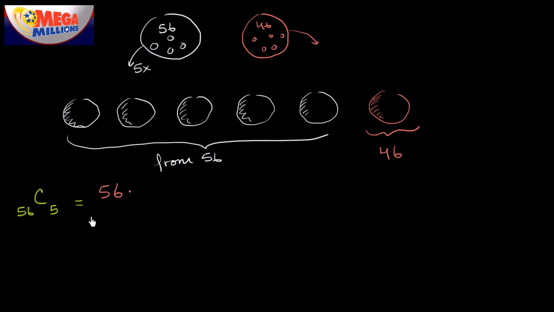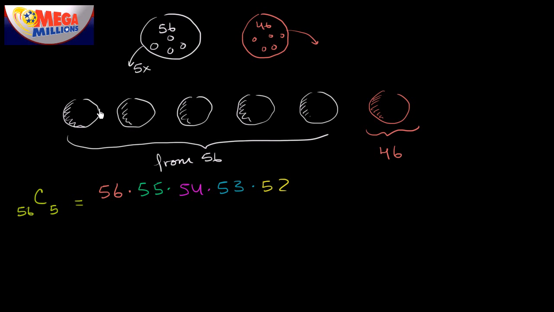Since we're not replacing the ball, for the next ball I pick, there's going to be 55 possibilities. The ball after that, 54 possibilities. The ball after that, 53 possibilities. And then the ball after that, 52 possibilities, because I've already picked 4 balls out of that. Now this number, when you multiply it out, is the number of permutations if I cared about order.